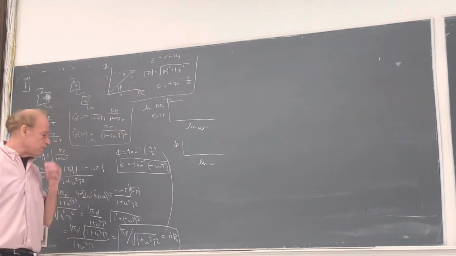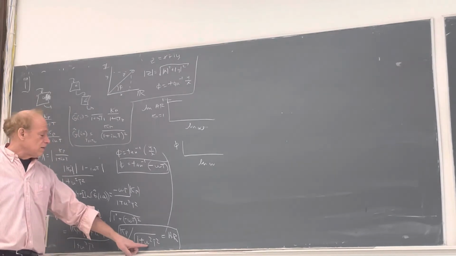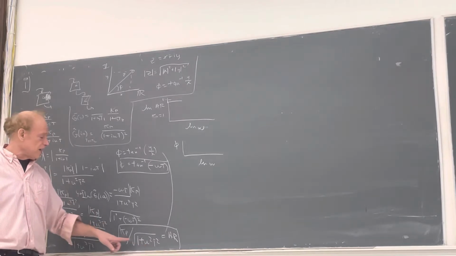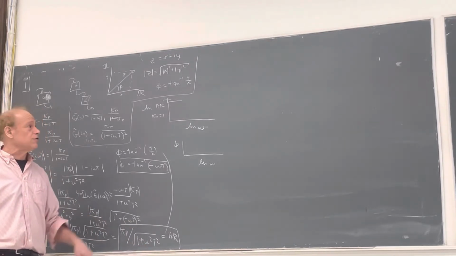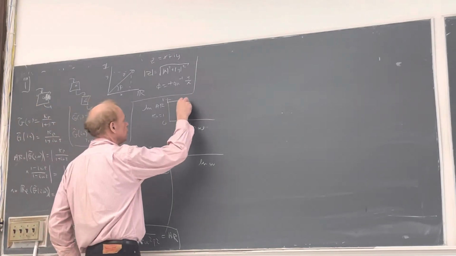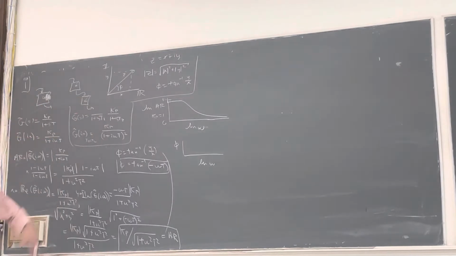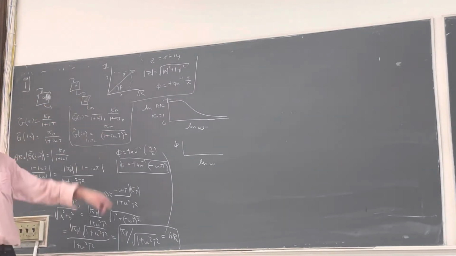How about when I go to plus infinity? When omega goes to plus infinity, the denominator gets very big, and the whole thing becomes 0. So the amplitude ratio goes down to 0, and we know that it looks something like this. So this is a plot of the log of the amplitude ratio versus the log of omega.